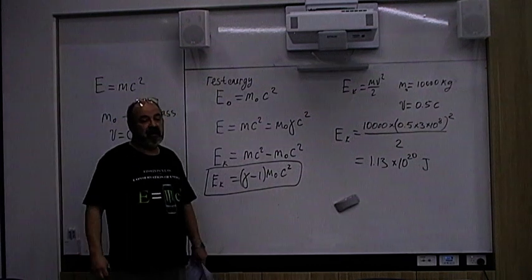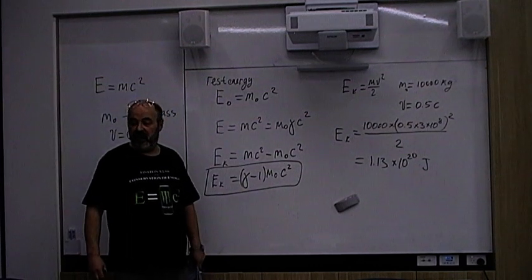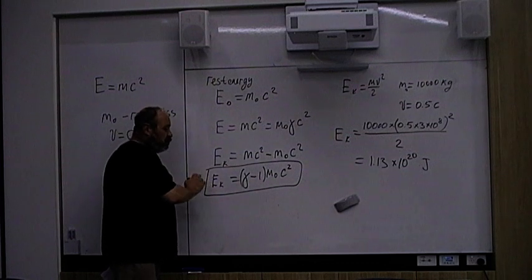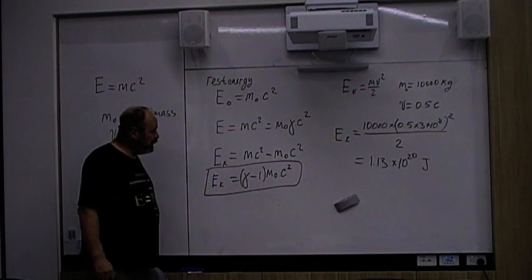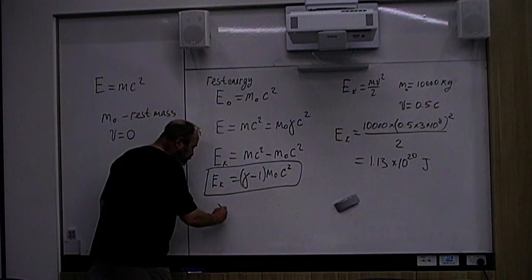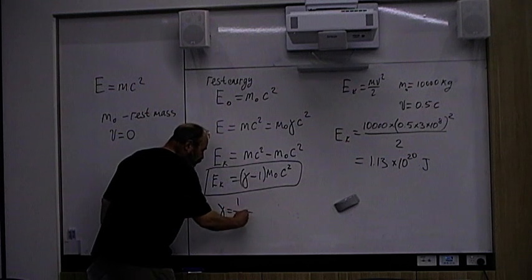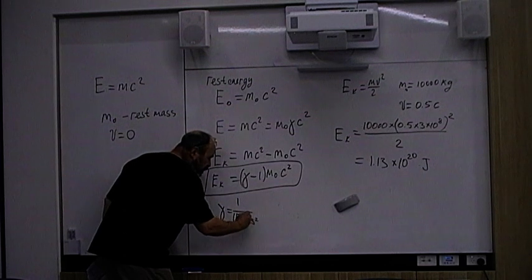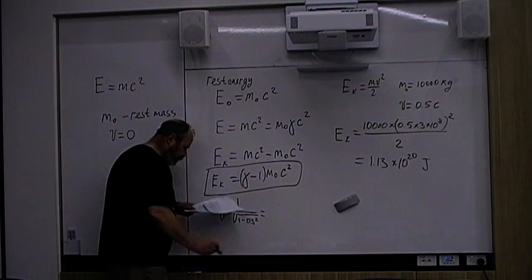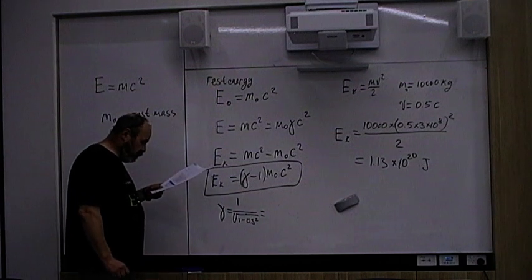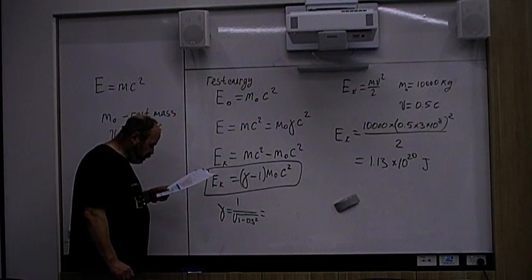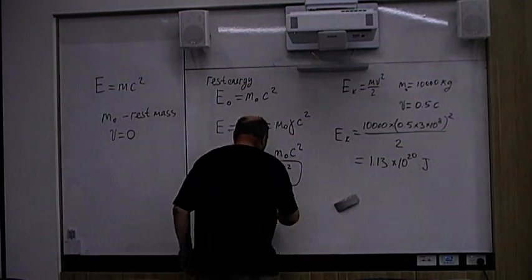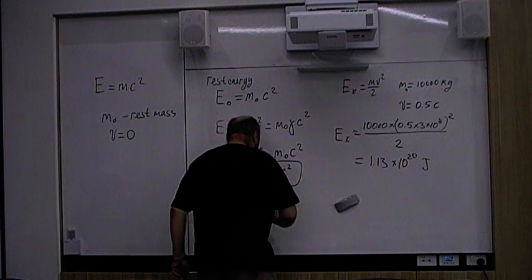Now, let's calculate the same thing, applying the relativistic formula for kinetic energy. We need to calculate gamma. Gamma will equal 1 over the square root of 1 minus 0.5 squared, which will give, can you calculate? 1.15. It will be equal to 1.15.